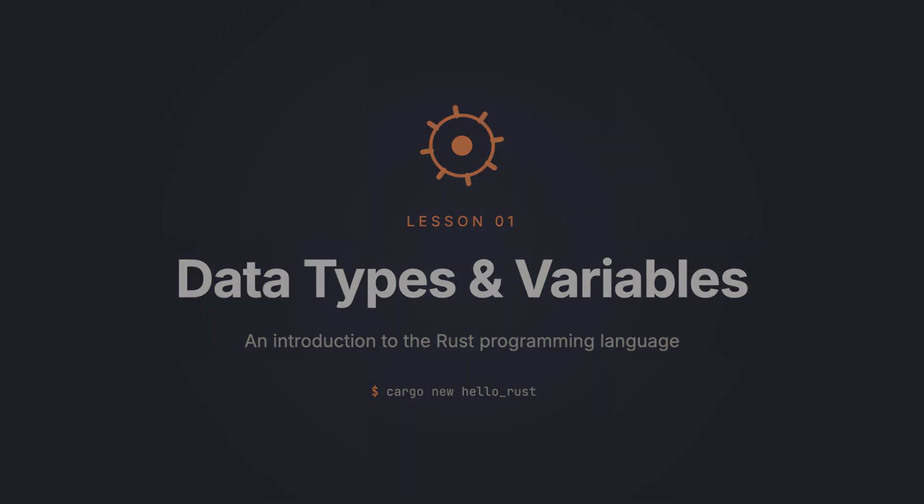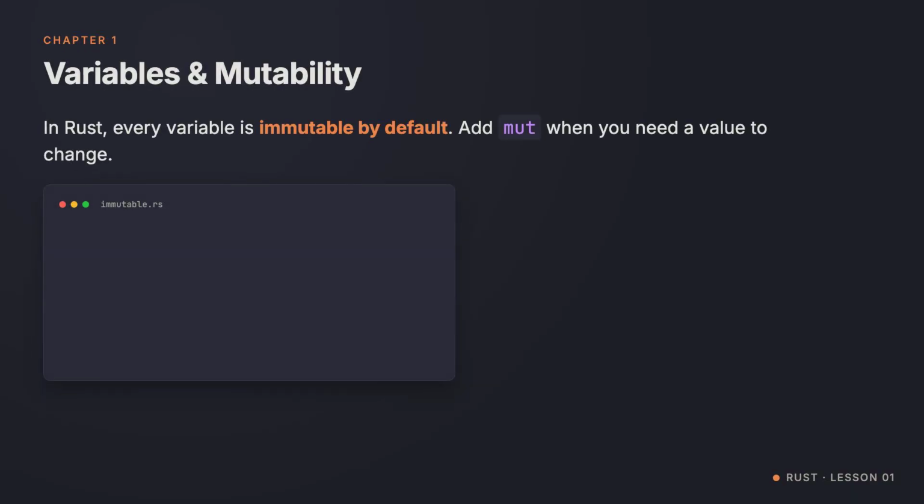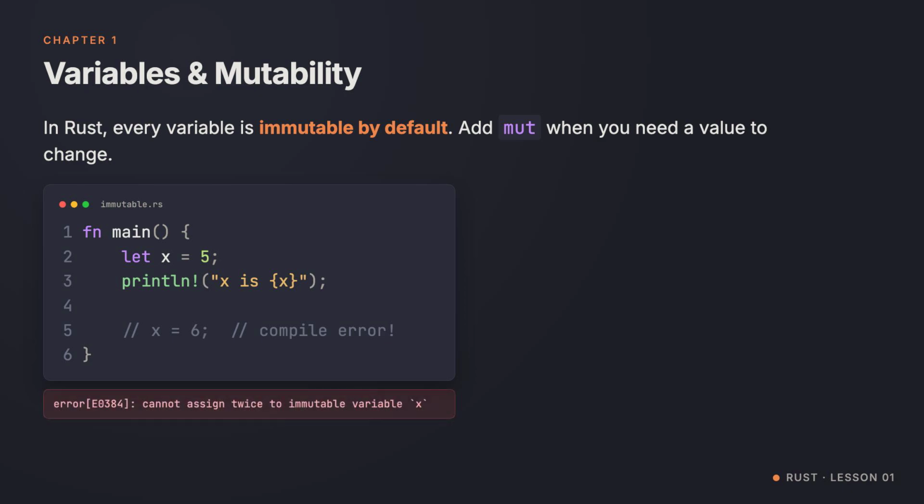Let's begin. In Rust, you create a variable with the let keyword. By default, every variable you declare is immutable. That means once you bind a value to a name, you cannot change it. If you try, the compiler will politely refuse. This isn't a limitation, it's a feature. Immutable values make your code easier to reason about and help the compiler catch mistakes before they happen.